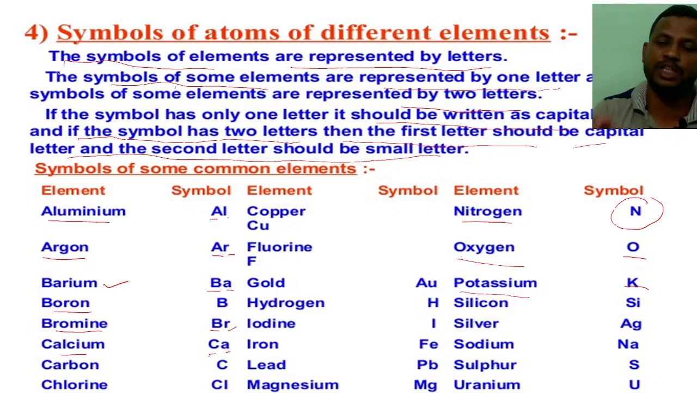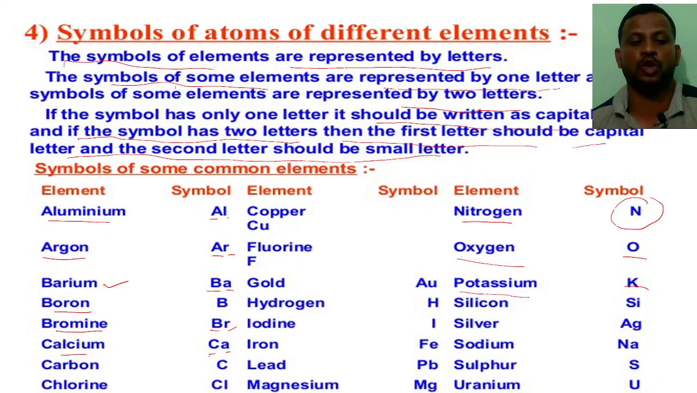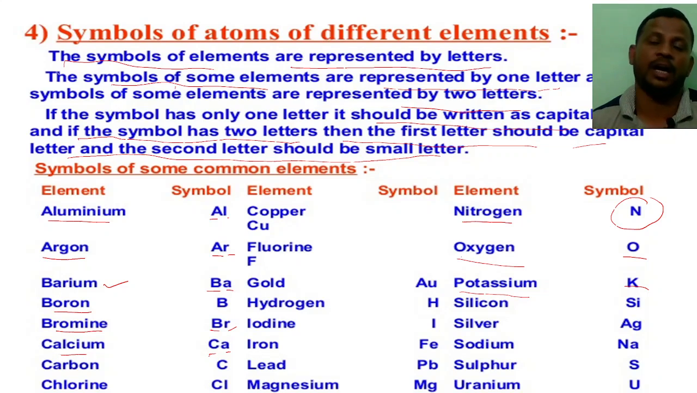Like this respectively, if there is a single letter to represent the element, we use only a single capital letter. If there are two letters to represent the element, we use two letters, one capital and another one small. I hope you people are getting a clear idea about the elements.